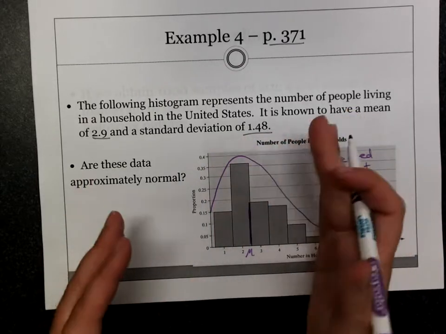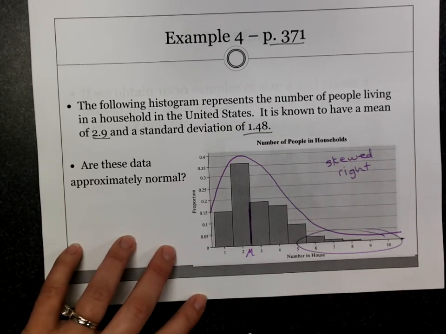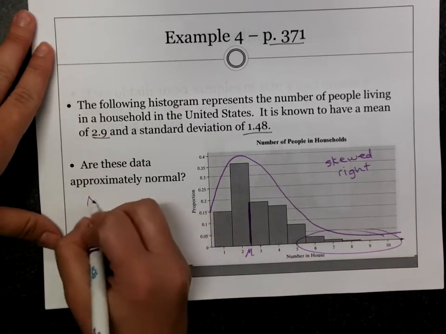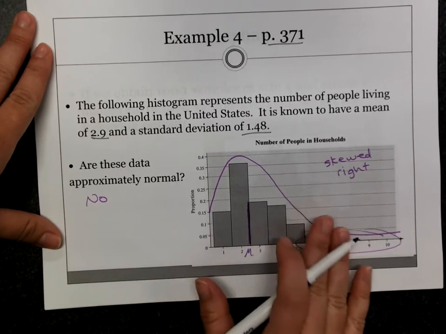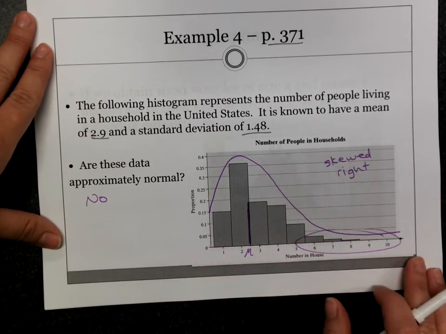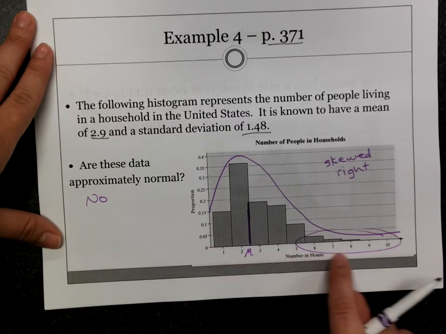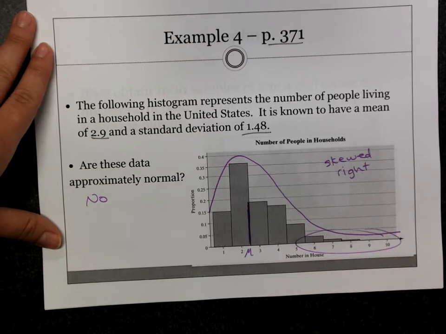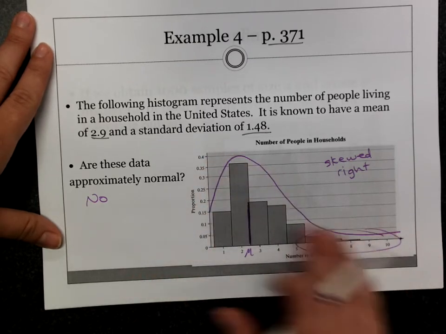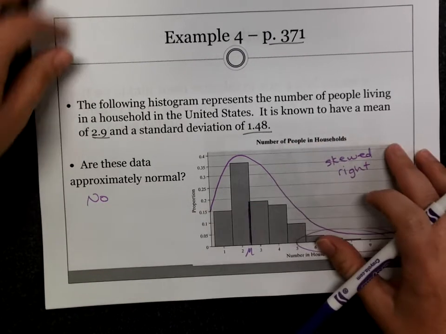And so it's a little off. We can't just evenly space it out because we've got these high outliers here skewing our data to the right. So are these data approximately normal? No, they are not. So this is the population of the average number of people living in a household in the United States. Most of us have between 1 and 4 people living in our house, and then you have these extremes up to 5, 6, 7, 8, maybe even 9 or 10 people living in the house. So these are extreme cases, and it skews the data to the right. So this population is not normally distributed.